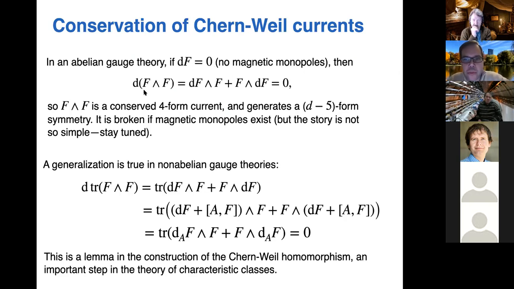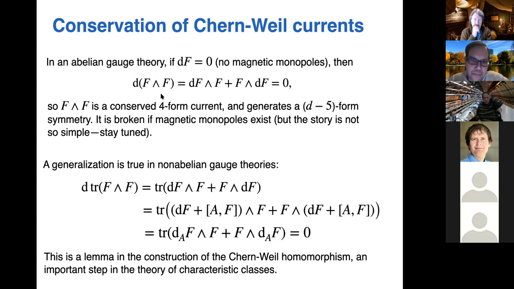If F is a closed form, then F wedge F is also a closed form. And so is F wedge F wedge F. And so those are additional symmetries. Those are additional conserved currents that generate symmetries. And those symmetries are generally going to be some sort of higher form symmetry. In five dimensions, F wedge F is a four-form current, which generates an ordinary global symmetry because instantons are point-like objects. But in higher dimensions, this would be one of these more general symmetries.